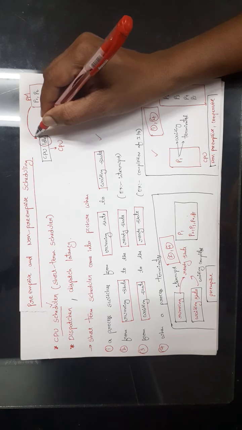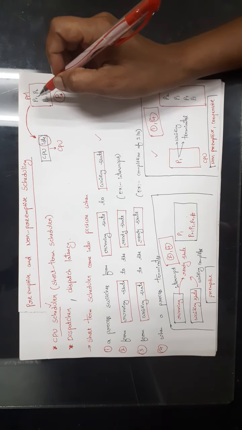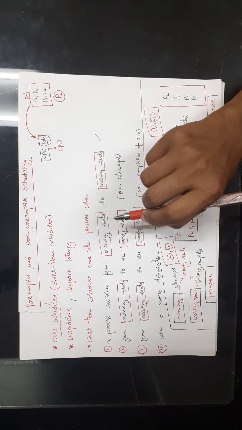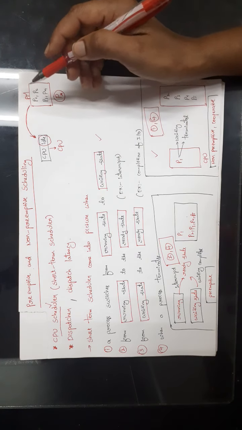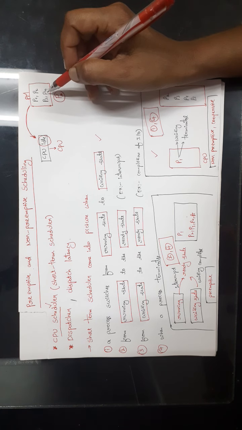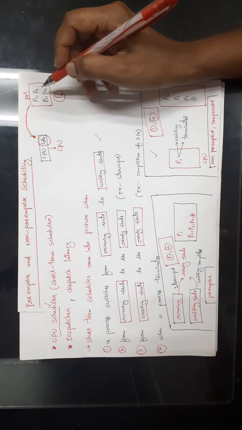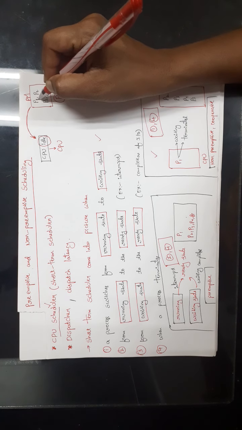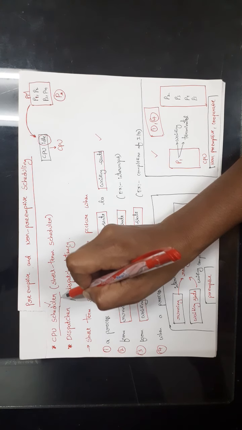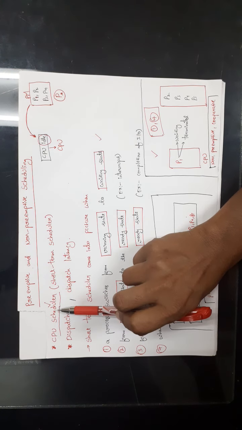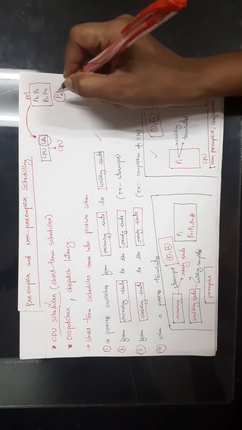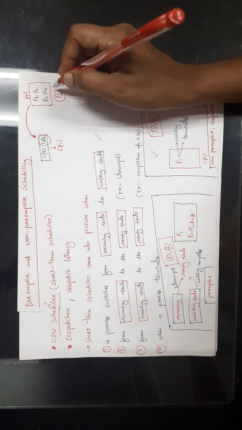Now the operating system should choose one of the processes among these four processes in order to execute. For execution purposes, the operating system can choose any of these processes. Choosing the process for execution is the responsibility of the CPU scheduler. What will the CPU scheduler do? When the CPU is idle, it will choose one process among all the processes in the primary memory.